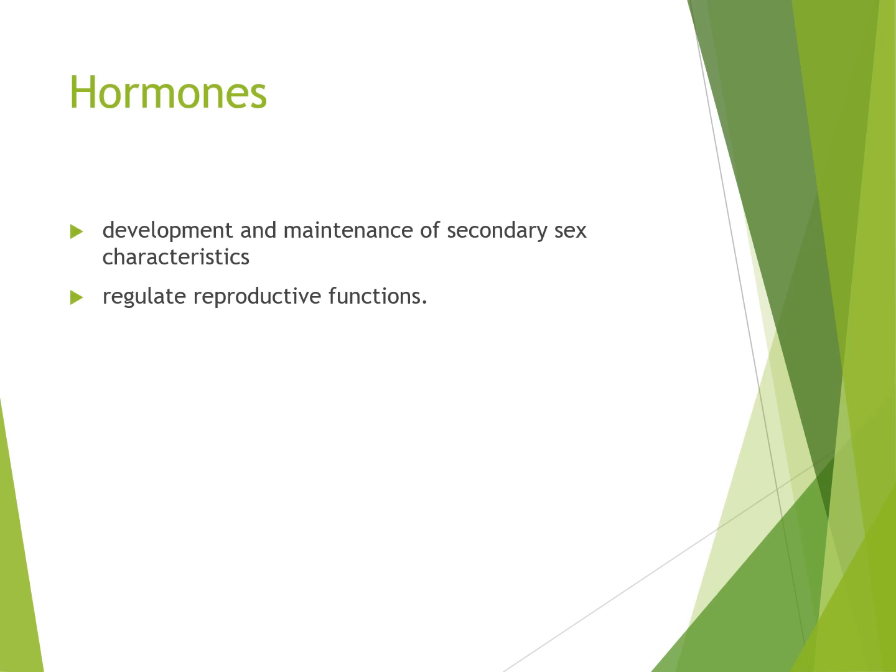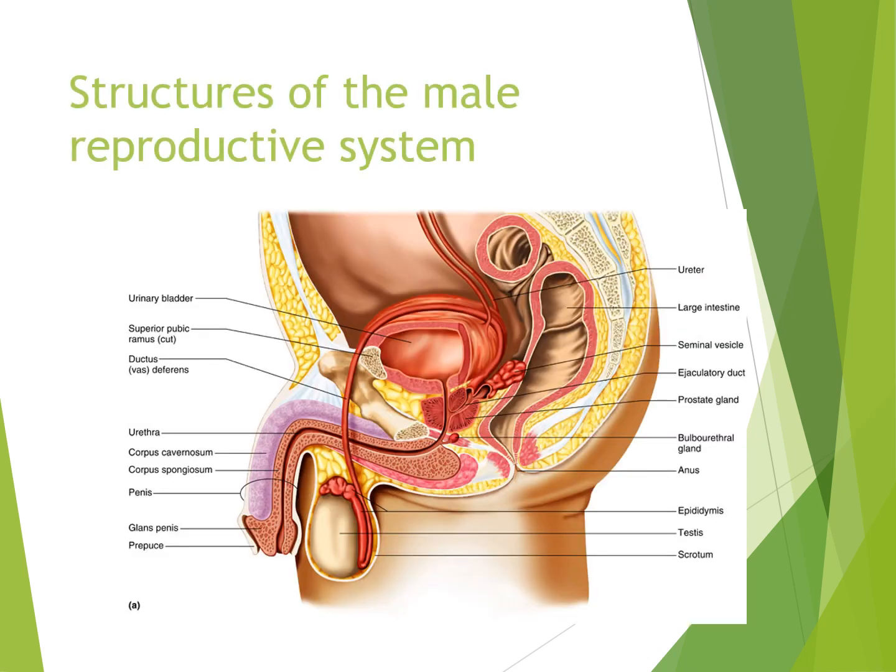The reproductive system secretes hormones. The hormones help to develop and maintain secondary sex characteristics and help to regulate reproductive functions. Let's start with the structures of the male reproductive system.